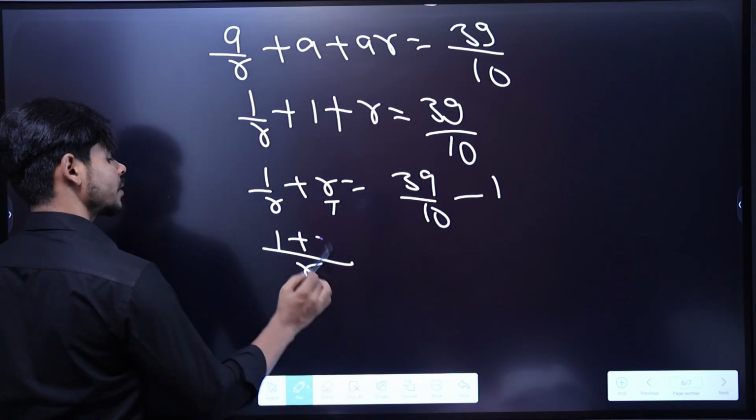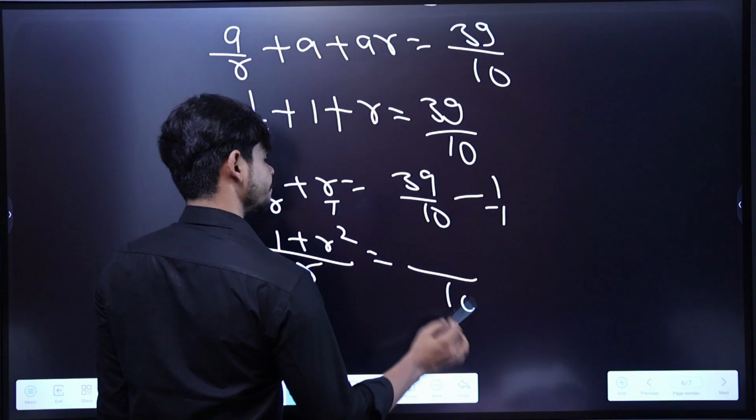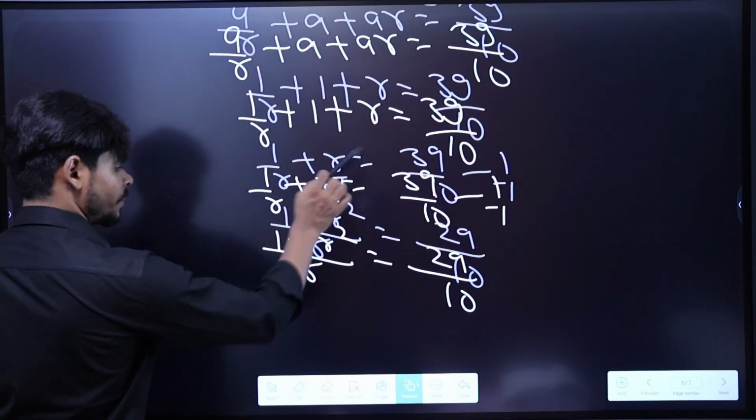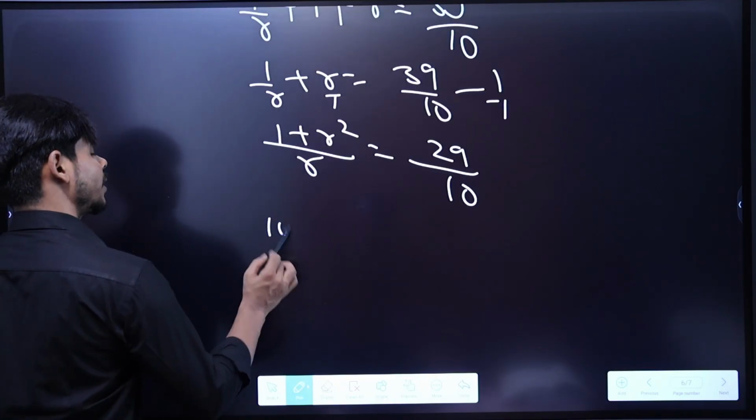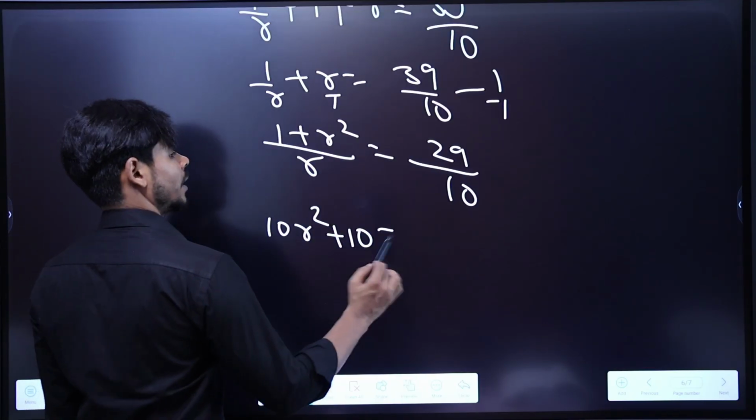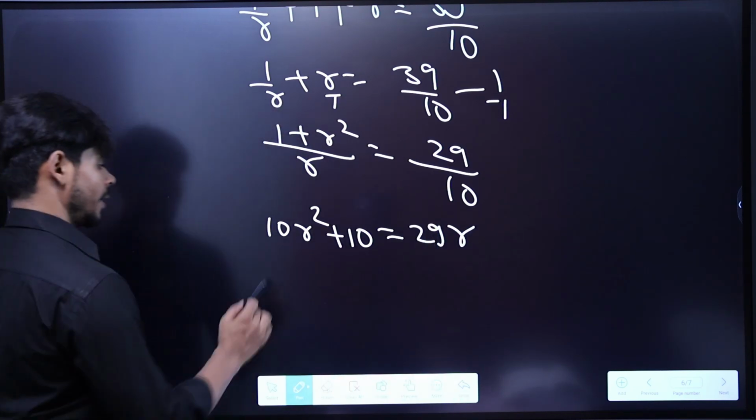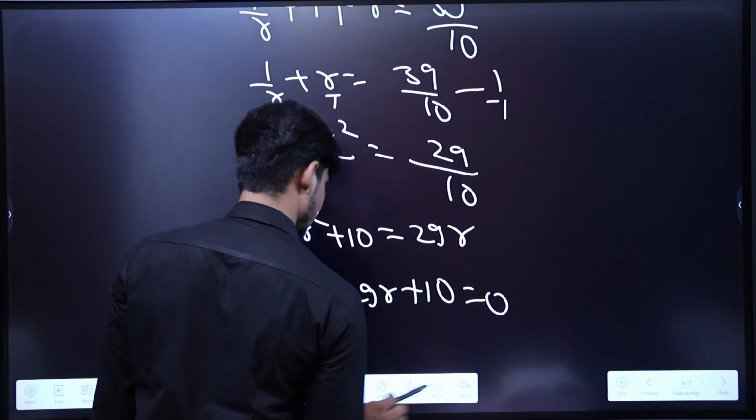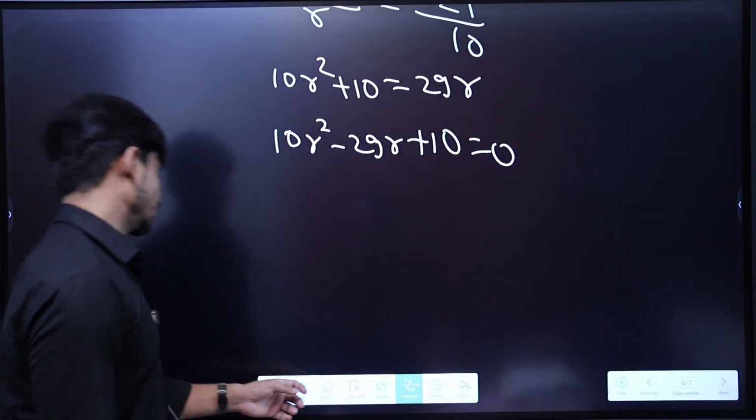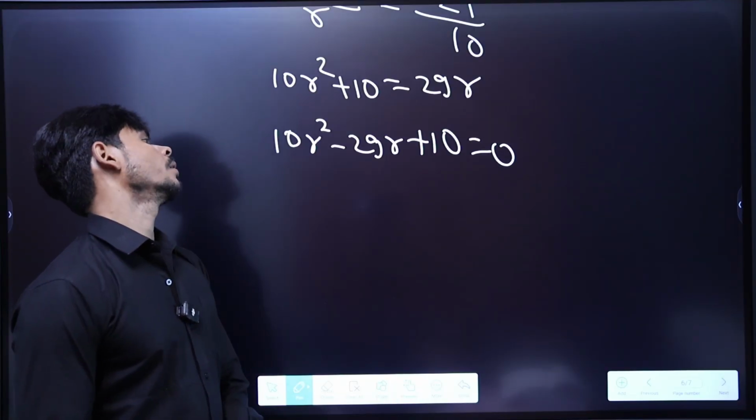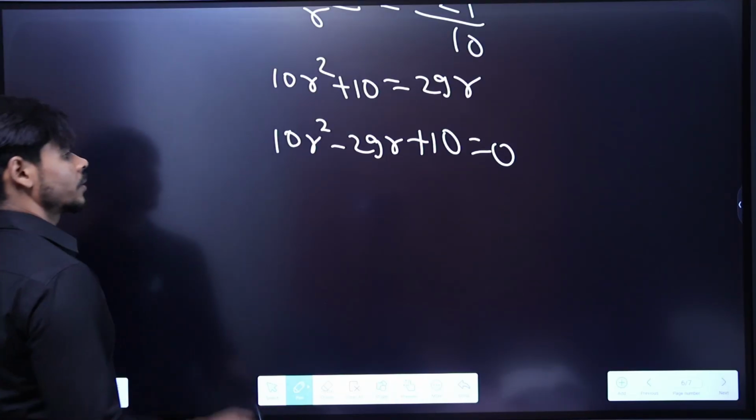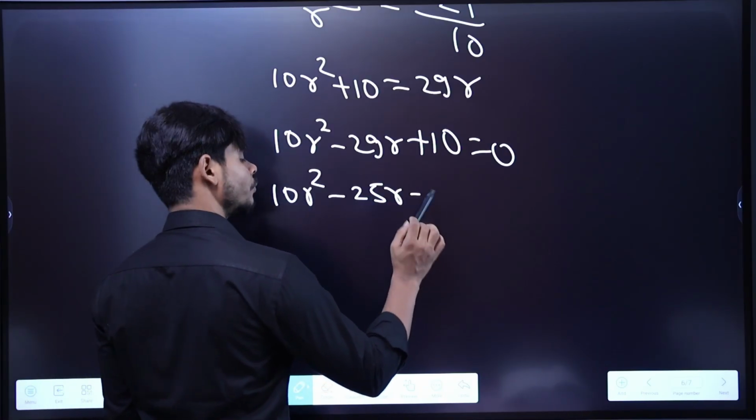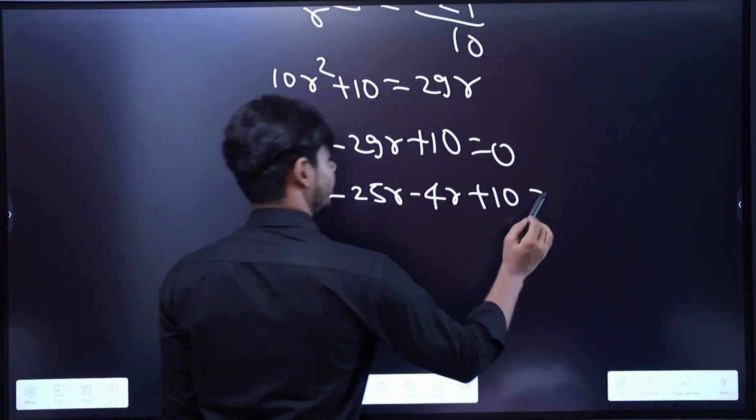It will be R, 1 plus R square over R, and 39 minus 10 over 10, which is 29 by 10. Okay? Now let's cross multiply. If I cross multiply, I will get 10 R square plus 10 equal to 29 times R, and it will be 10 R square minus 29 times R plus 10 equal to 0. So what kind of numbers can we choose for the middle term? 25 and 4, product 100. Yes, we can choose 10 R square, negative of 25 R, negative of 4 R, plus 10 equal to 0.